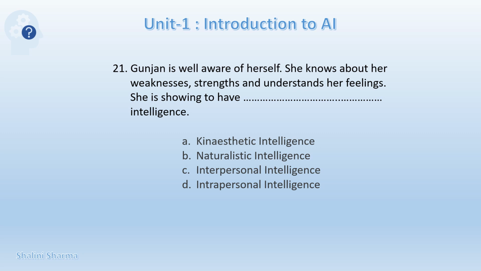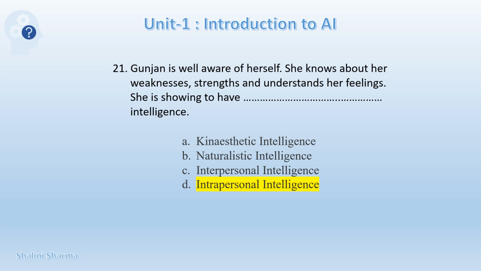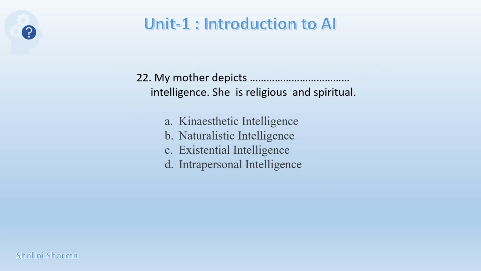Gunjan is well aware of herself. She knows about her weaknesses, strengths, and understands her feelings. She is showing to have dash type of intelligence. A. Kinesthetic intelligence. B. Naturalistic intelligence. C. Interpersonal intelligence. D. Intrapersonal intelligence. What's the correct option? And the correct option is intrapersonal intelligence. She is self-aware of herself. It is intrapersonal intelligence.